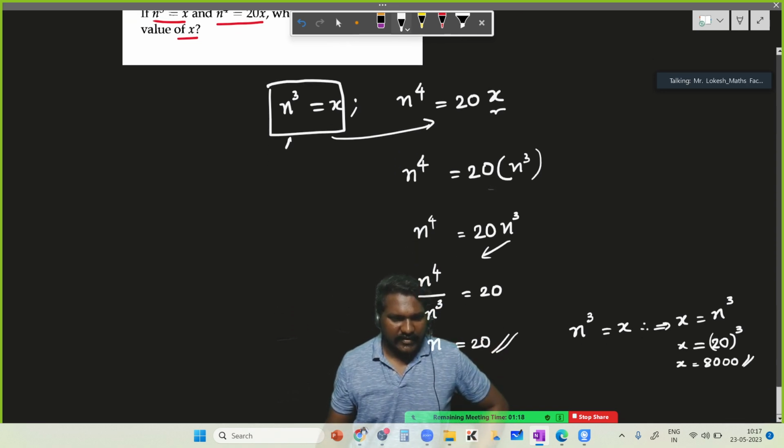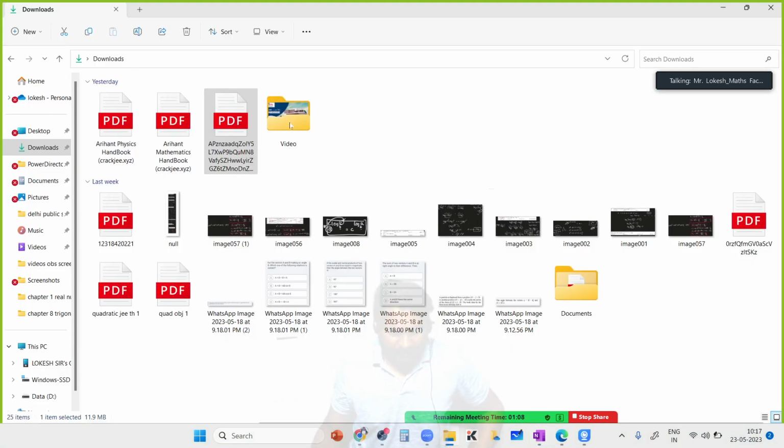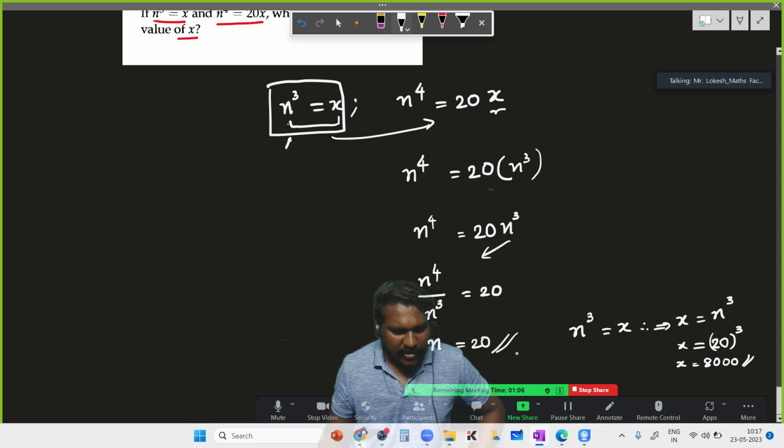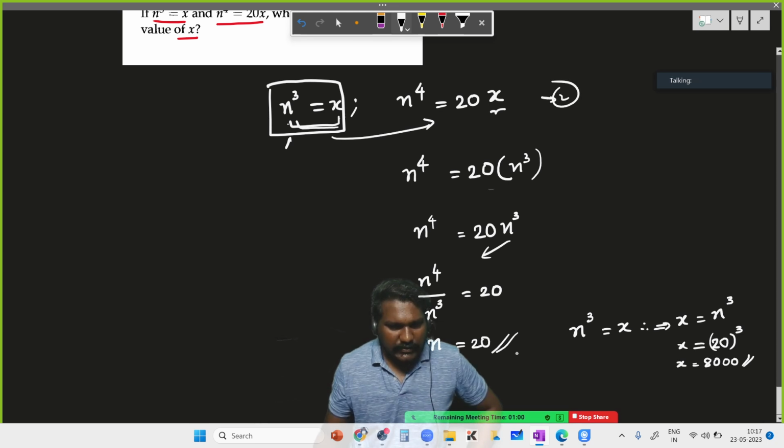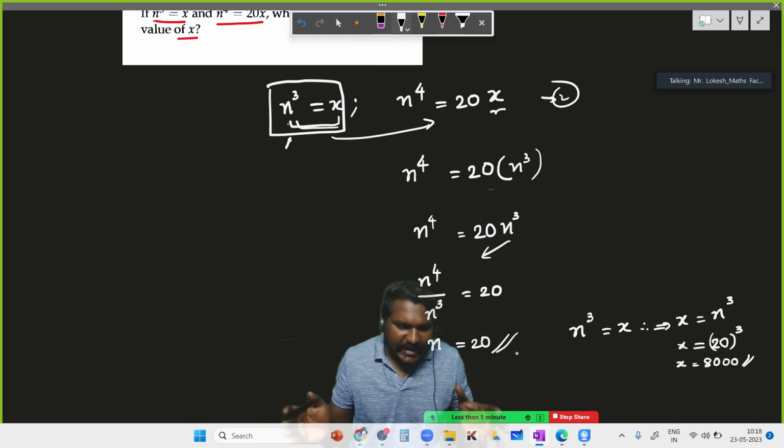See, the thing is, here we got two equations, n cube is equal to x and n power 4 is equal to 20x. So what I have done is, since I got the value of x here, I just replaced this x value in the second equation. So in place of x, I have just substituted x as n cube. Then the entire equation will be converted in terms of n. So kindly remember one thing, Shashank.